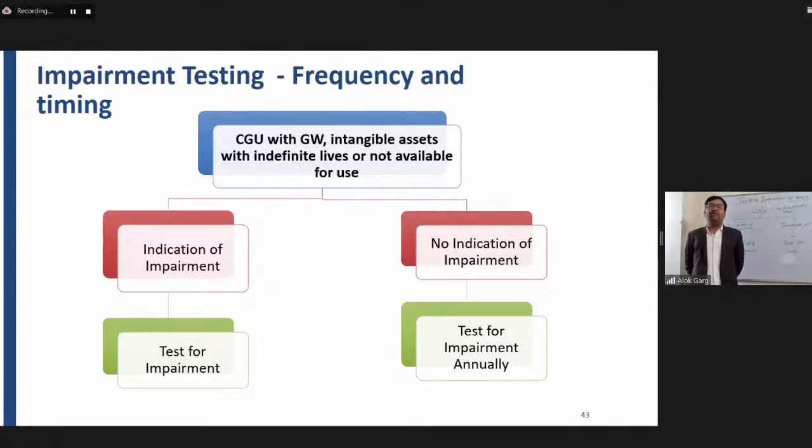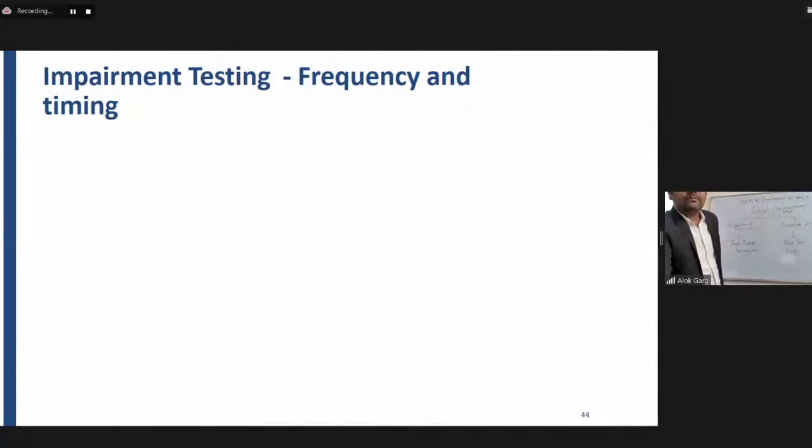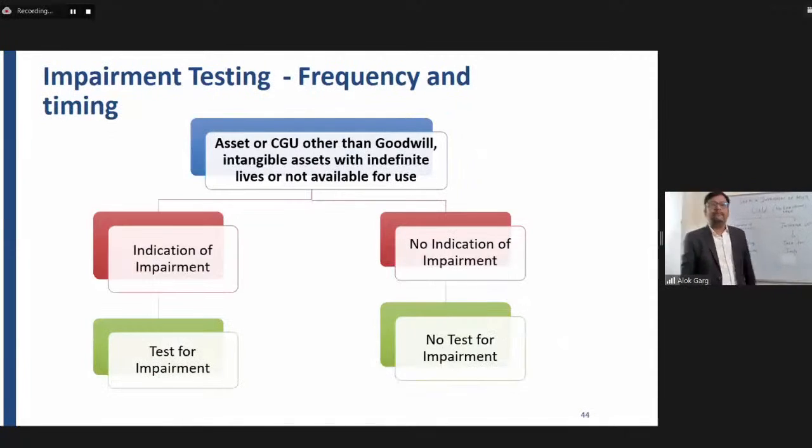So this is a cash generating unit with goodwill, or intangible asset with indefinite life or not yet available for use. We are talking about impairment testing, frequency and timing. If indication of impairment is there, you are required to test for impairment more frequently. If there is no indication of impairment, you are required to test for impairment on an annual basis. For an asset or CGU other than goodwill, intangible asset with indefinite life or not yet available for use, if indication of impairment is there, you are required to test for impairment. If indication of impairment is not there, then you are not required to test for impairment. Okay, so we discussed this part.